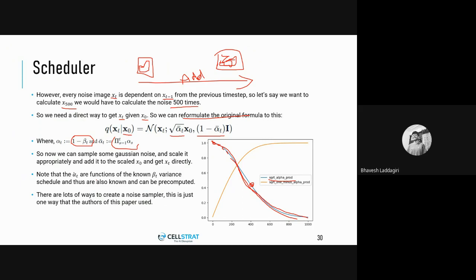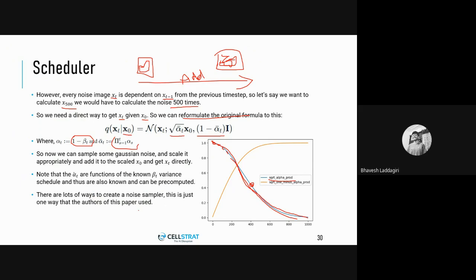So now again, as I told you, this alpha t value is dependent on beta t, right? It is dependent on the beta t variance schedule itself, which is known and can be pre-computed. So you can always pre-compute a bunch of values, let's say all the way till 1000, if our maximum is 1000. You can compute these alpha t values all the way to 1000 beforehand, so you don't have to recalculate them every time.